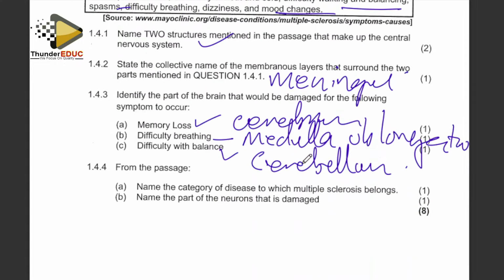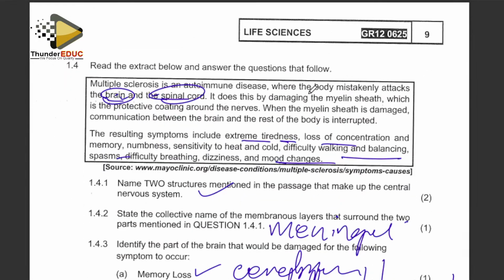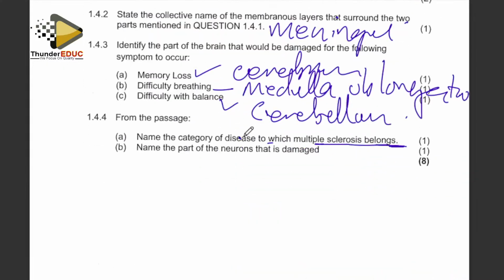From the passage, they said from the passage, so they don't want you to tell us any other issues. Name the category of the disease to which multiple sclerosis belongs. Someone said that I did not study this. They said from the passage. It means that these are some of the questions you study from the exam, and then you get the answer. So the answer is here: autoimmune disease, meaning that it attacks the parts of the body.